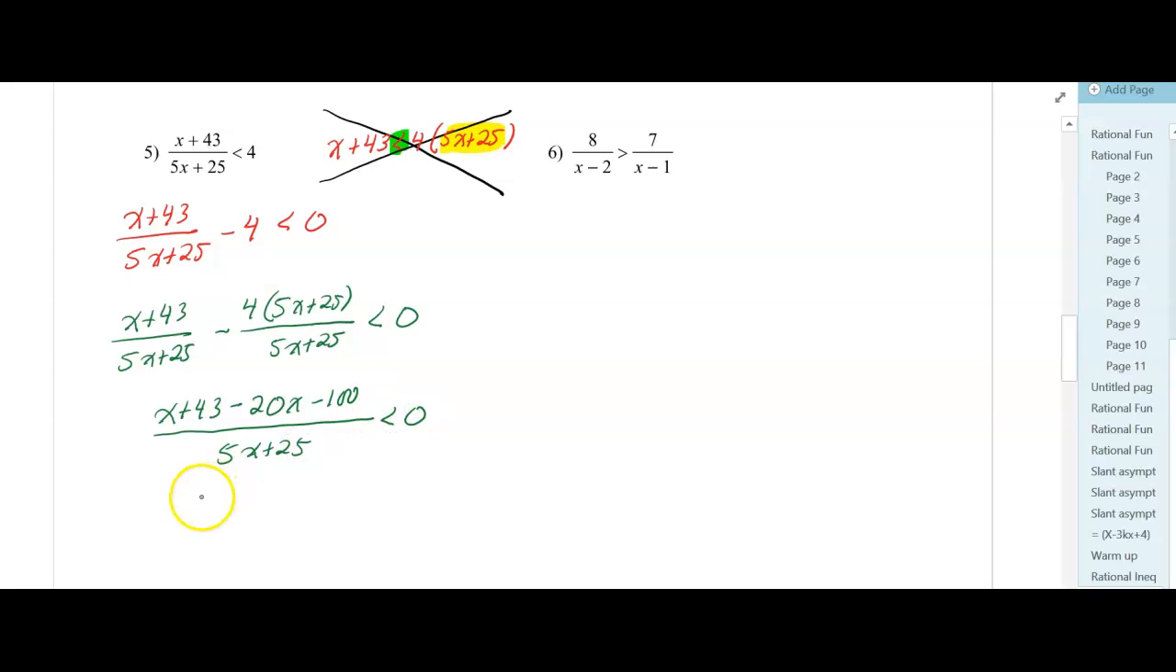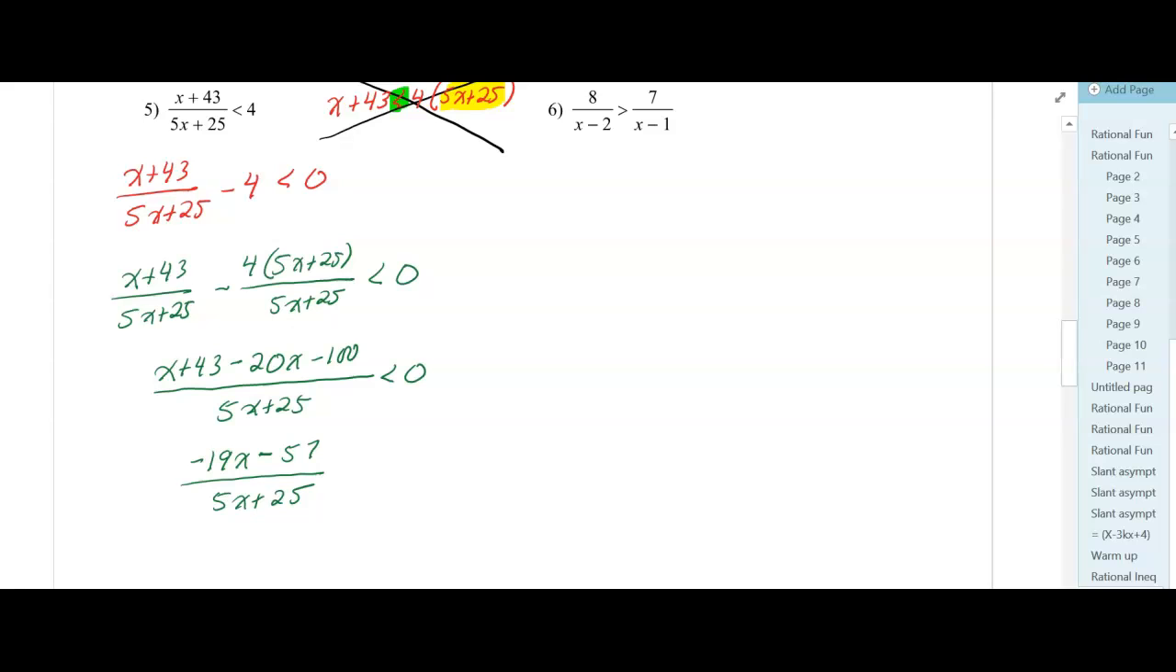And then combining like terms, you're going to get negative 19x minus 57 over 5x plus 25. At this point, we need to draw the number line and find our critical points. If you look at the numerator, negative 19x minus 57, when will that be equal to 0? That's equal to 0 at negative 3. The denominator is equal to 0 at negative 5.